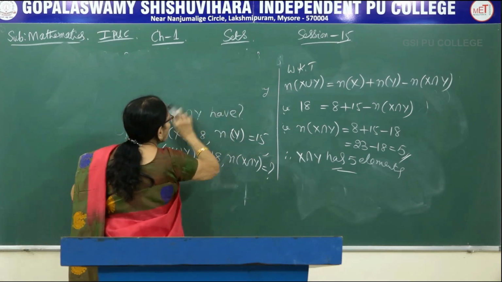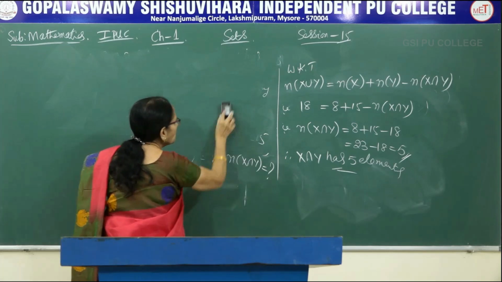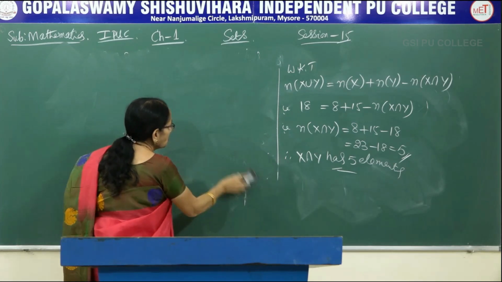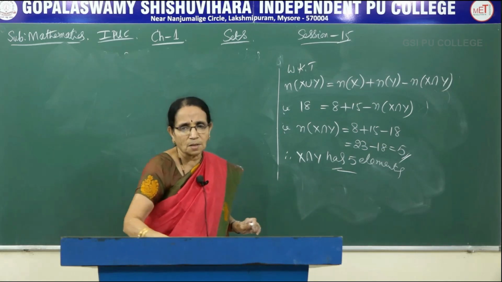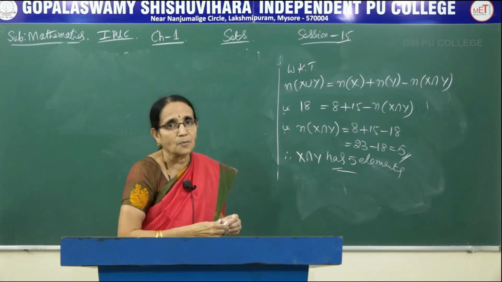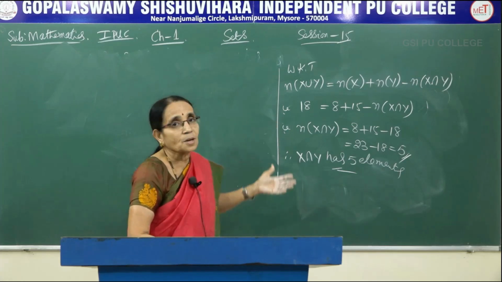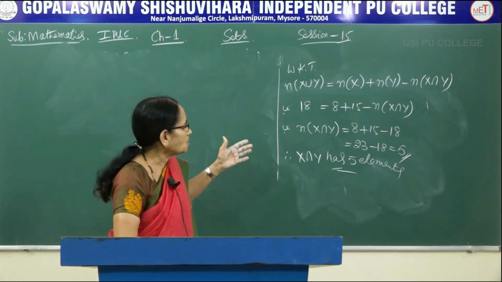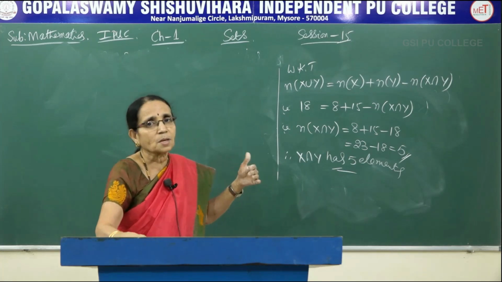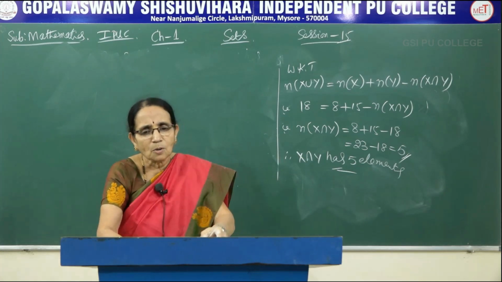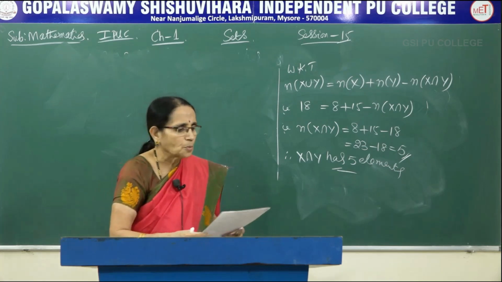Now let me move on to another problem where the data may be a little bit different. Whenever two sets are there, this is the formula we have whenever union and intersection are involved. Otherwise, three sets means the last formula. When the difference is asked, then the third and the fourth formula. Now let me move on to the next problem.